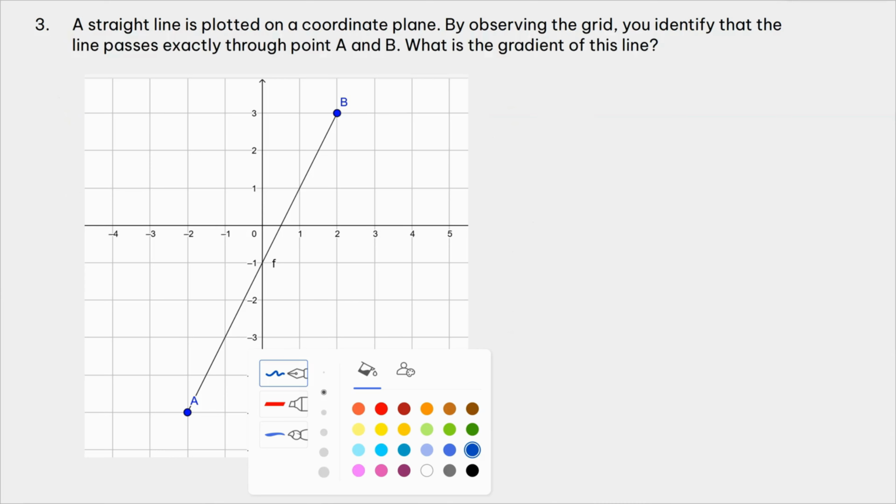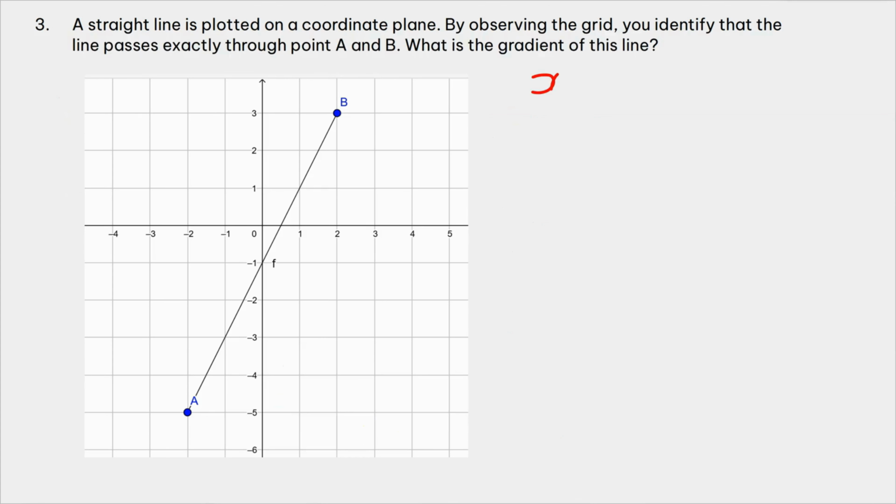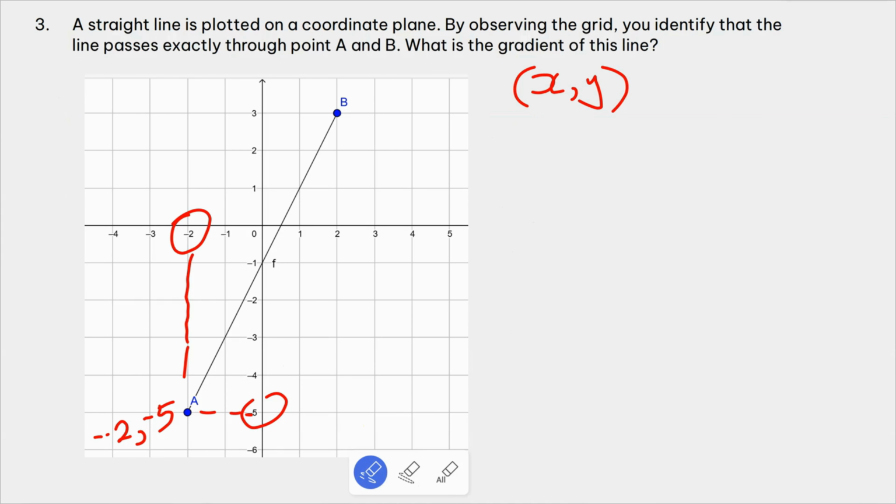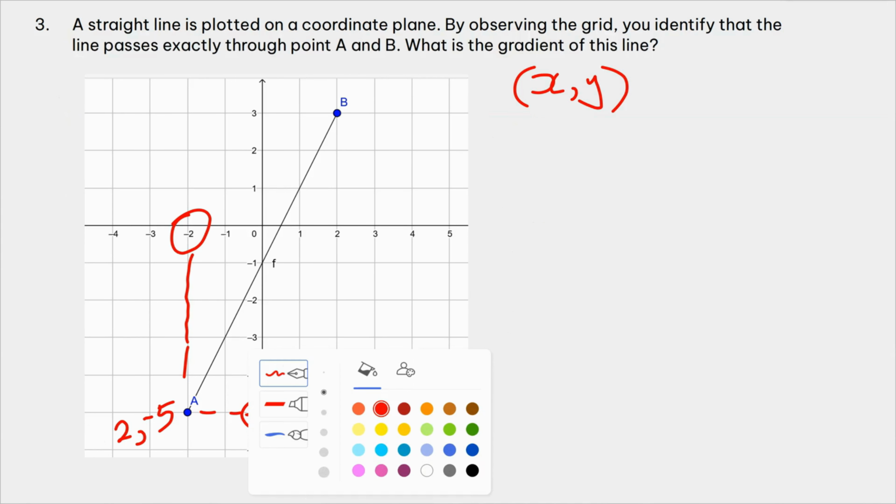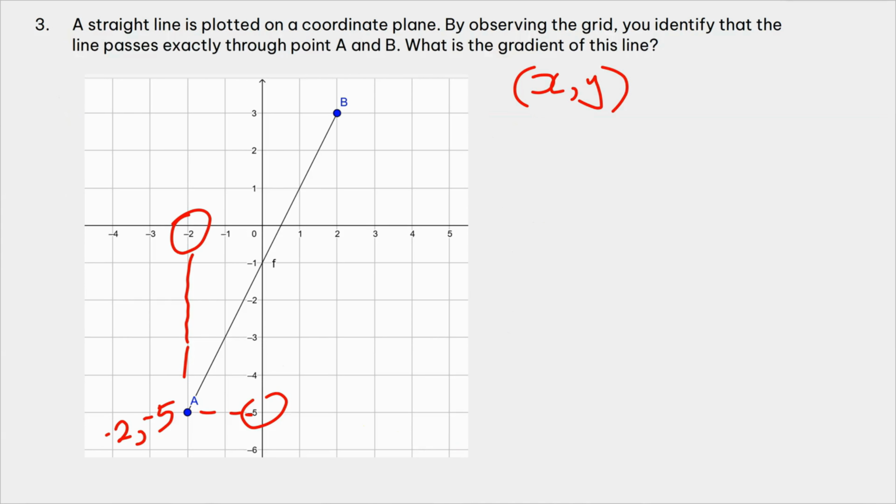Let's start by finding the coordinates of A. You remember coordinates must be in the form x, y. So for A, we are going to start with the x. Here the x is negative 2, and the y is negative 5. So A is the x, which is negative 2, then a comma, and our y, negative 5. Negative 2 and negative 5.